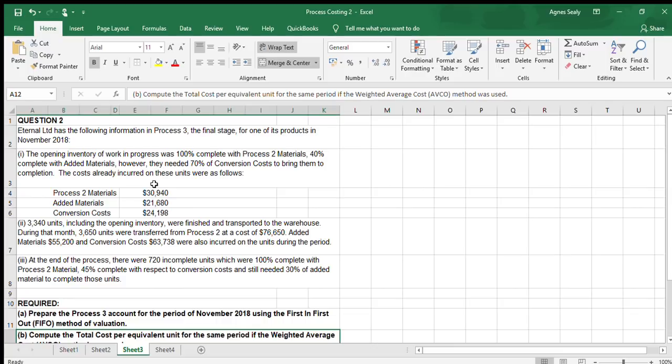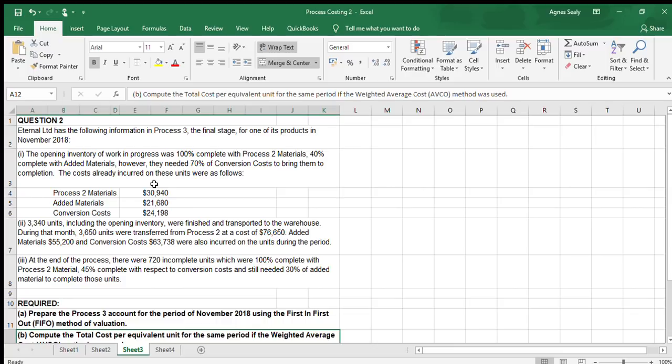3,650 units were transferred from process 2 at a cost of $76,650. Added materials $55,200 and conversion costs $63,730 were also incurred on the units during the period.